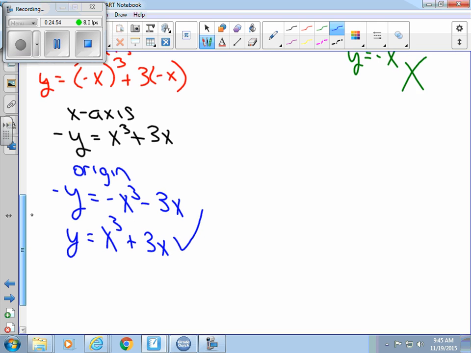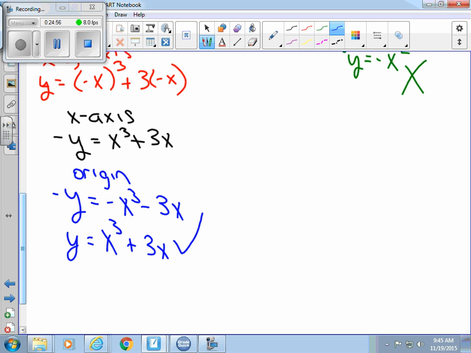Did you, instead of making the x negative, just make it negative 3x? I did cheat a little. I'd already done the work up here, so I kind of pulled that down. But would you get the same answer if you would have done plus 3 negative? Yes. Because negative plus 3 times negative x is negative 3x.